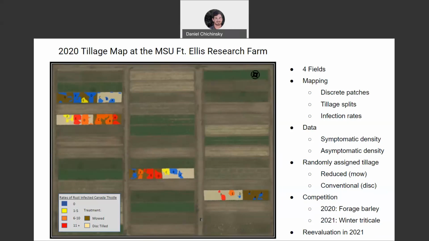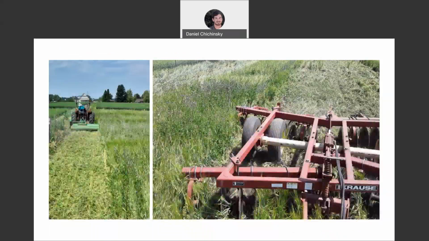In 2020, these fields were all seeded with forage barley. And in 2021, the fields will be winter pea and winter triticale. We are going to return in 2021 to reevaluate and hopefully see whether or not reduced tillage or conventional tillage practices have had any impact on the spread and establishment of thistle rust. The image on the left shows our flail mowing treatment at Fort Ellis, and the image on the right is our disc cultivation treatment at Fort Ellis.